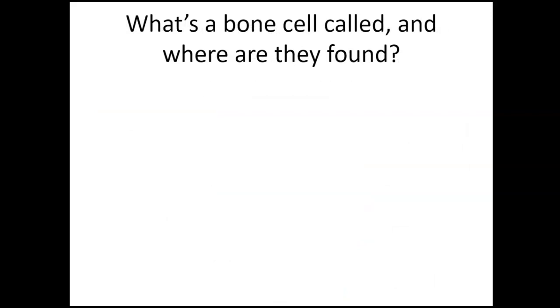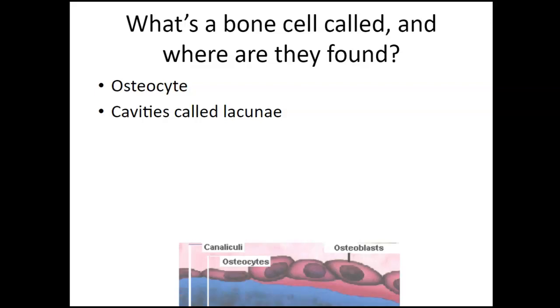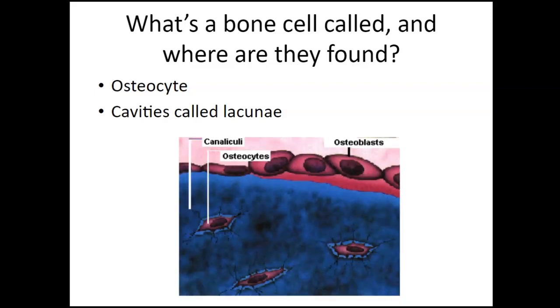What's a bone cell called, and where are they found? As I mentioned, called osteocytes. Cavities that osteocytes are found in are called lacunae. Here's a close-up diagram. If you looked under a microscope, you'd see these little things. They almost look like nerve cells, but that's just the cavity inside the bone itself, and then the cell is the osteocyte inside of there. So this is the cell in this space.